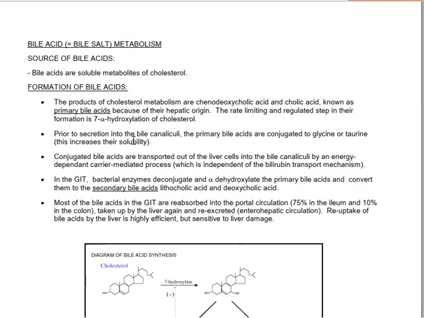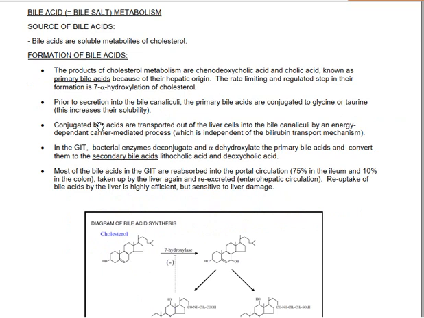Prior to the secretion into the bile canaliculi, the primary bile acids are going to be conjugated with glycine and taurine. At first, the ones produced by the hepatic cells are the cheno-deoxycholic acid and the cholic acid. But for you to be present inside the bile, you need to be water soluble, and cheno-deoxycholic acid and cholic acid are not very soluble in water.